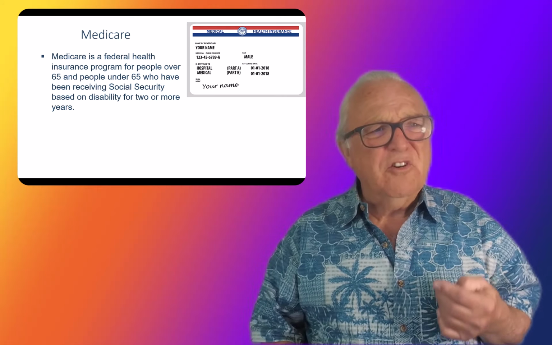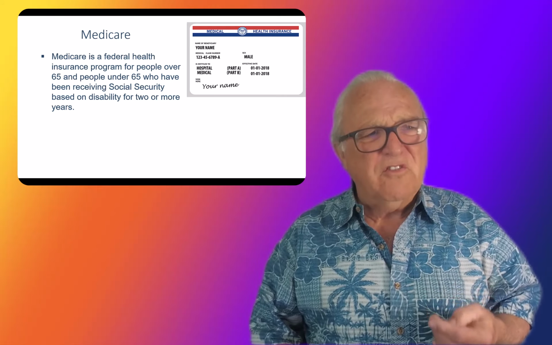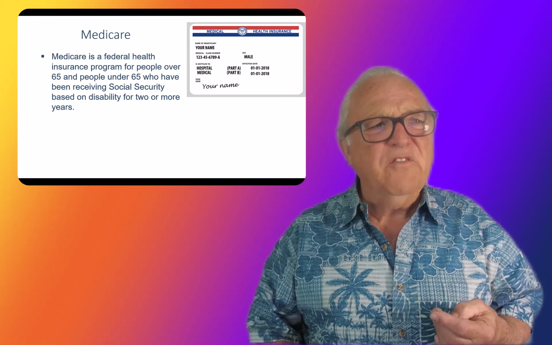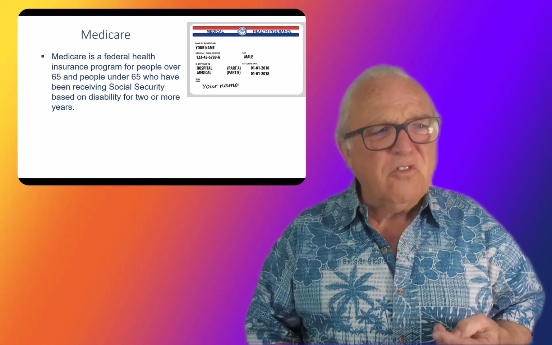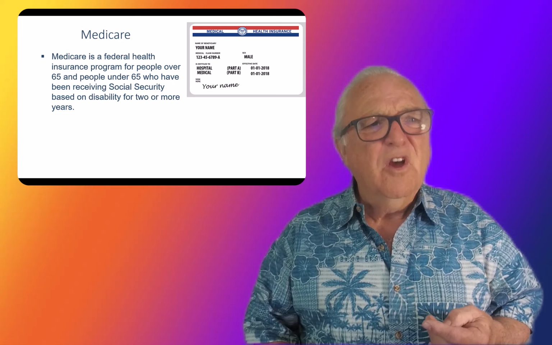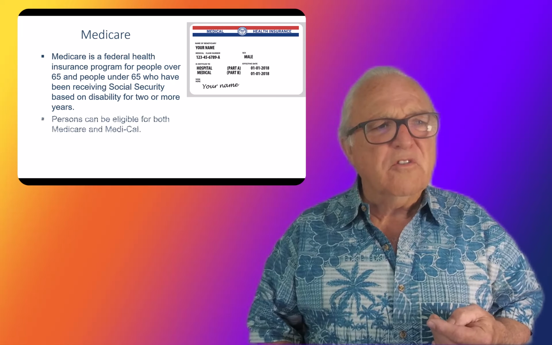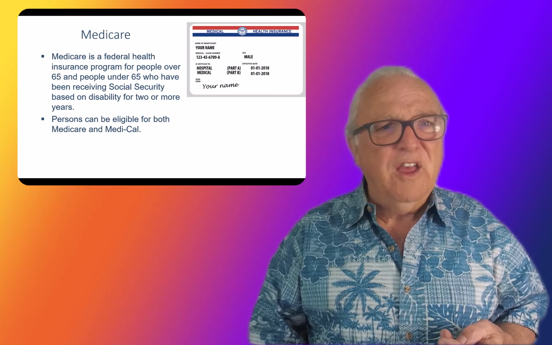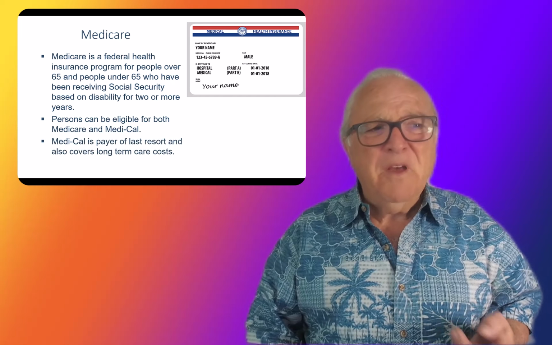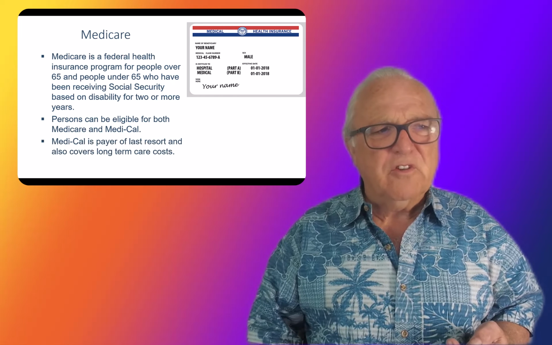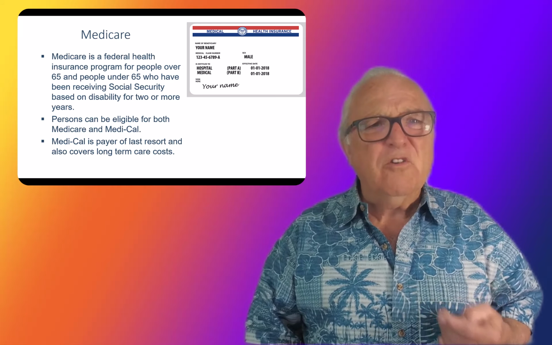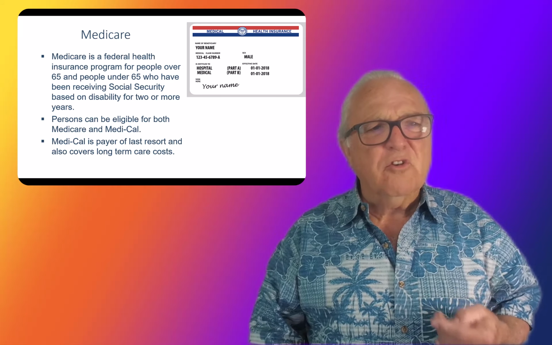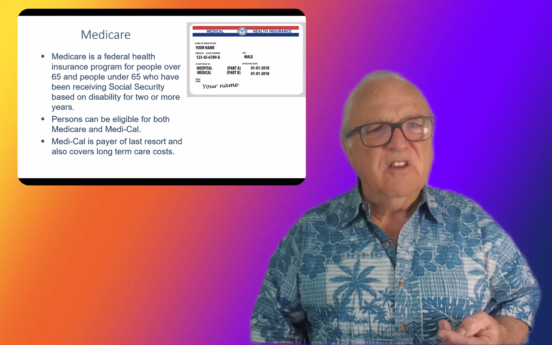The last program is Medicare. Medicare is a federal insurance program for persons over the age of 65, and also for folks under 65 who've been getting Social Security based on disability 2 or more years. Persons can be eligible for both Medicare and Medi-Cal, and Medi-Cal becomes the payer of last resort. But it covers all sorts of things that Medicare doesn't, including long-term care costs and attendant care.